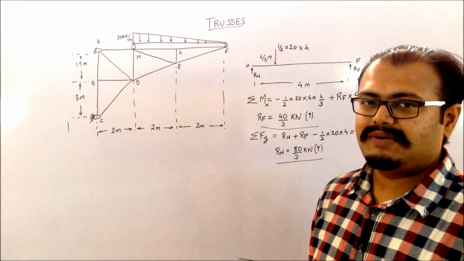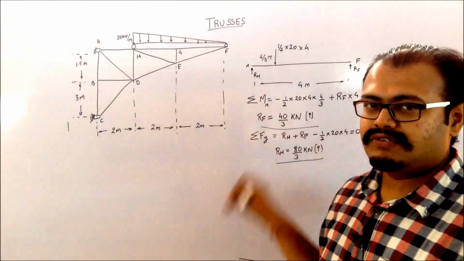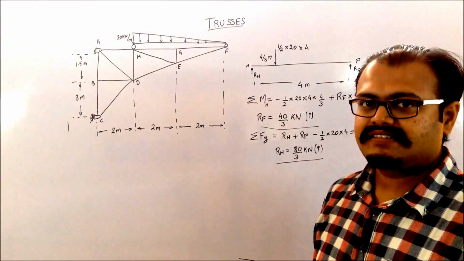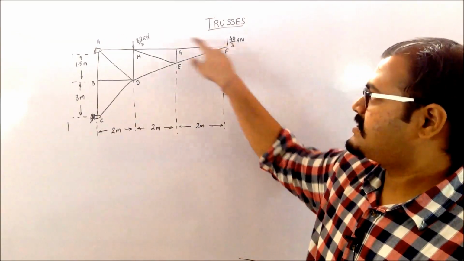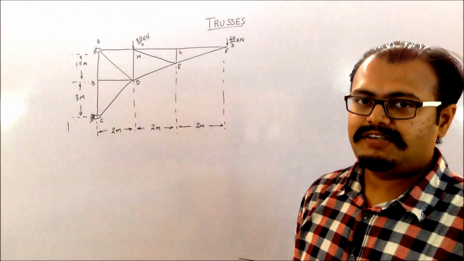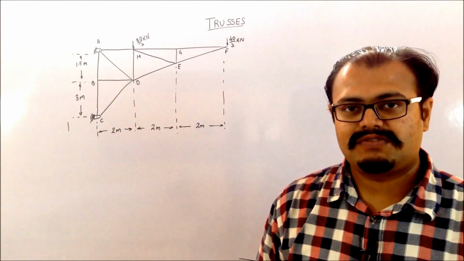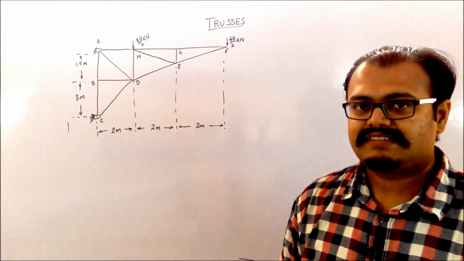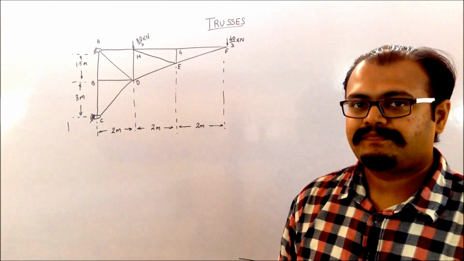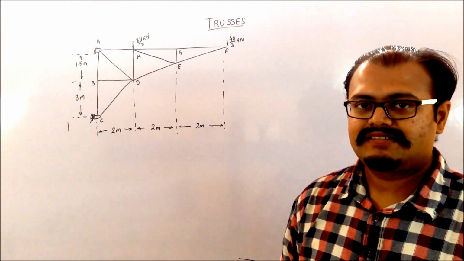So basically you have converted my UDL into point forces at the joints. So just let us replace those. Now I have replaced that UDL with a two-point force system. In this particular problem, I have to find all the forces present in the members of the truss. For that, obviously I have to go by the joint method.